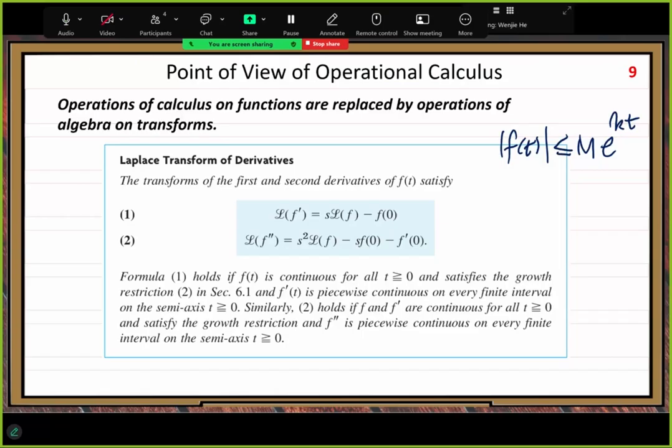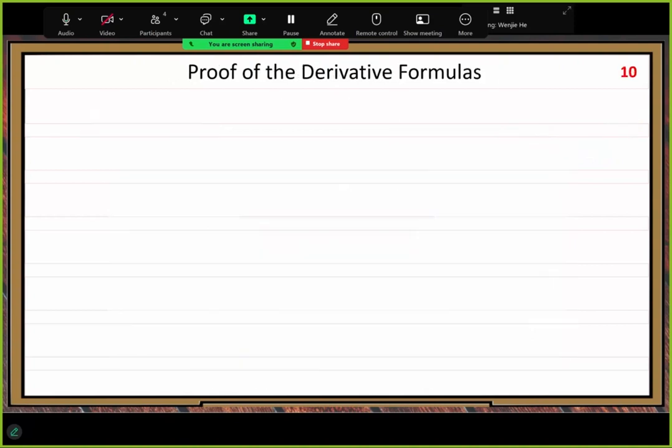All right, so next we need to derive these two formulas. Here you can see differentiation in operational calculus corresponds to multiplication in algebraic operations. Then, similarly, integration in operational calculus corresponds to division in algebraic operations.